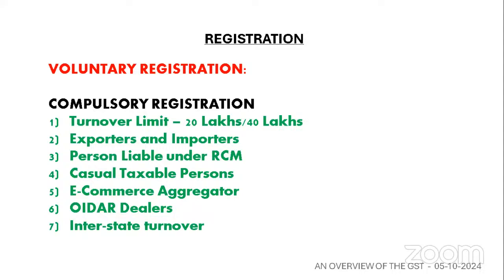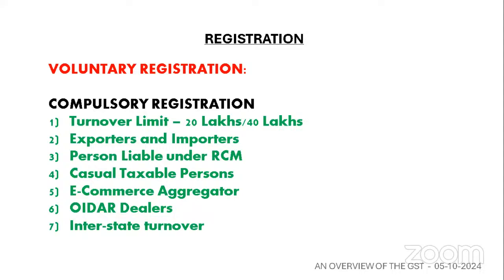Then come the casual taxable persons. We will get so many businesses like exhibitions. Almost all exhibitions carry out the business for a particular period of say 15 days, 10 days, 1 week, 1 month. All these temporary businesses are called casual taxable persons. And if you are doing some exhibition in a particular place, even if your turnover is less than what is specified above, then you are compulsorily liable for registration under the GST law. So these are called CTPs, casual taxable persons.